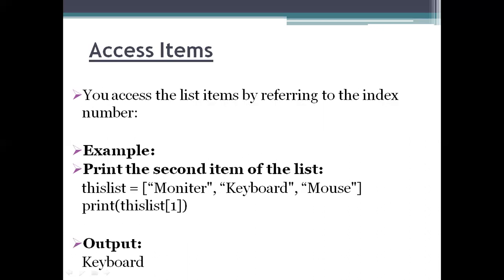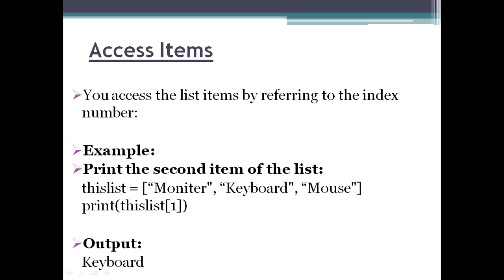Next is access item. You access a list item by referring to the index number. Here we are accessing a list item by using the index number. In the given example, we are printing the second item from the list. Here we have created a list with some items, and in the next line we are going to print the list item. In the square brackets, we have specified an index number to fetch. The index number starts from 0. Here 0 is monitor, 1 is keyboard, 2 is mouse.